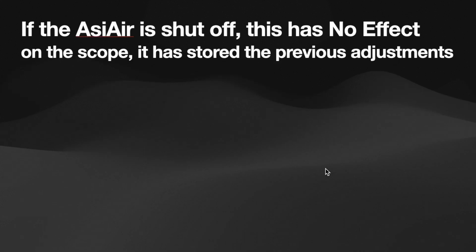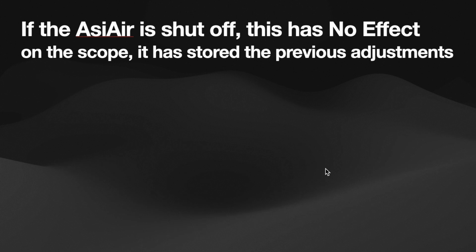And the issue here is when the ASIAIR is shut off, it has no effect on the scope because the scope was still turned on with an independent power supply, and it had stored that syncing data into memory.